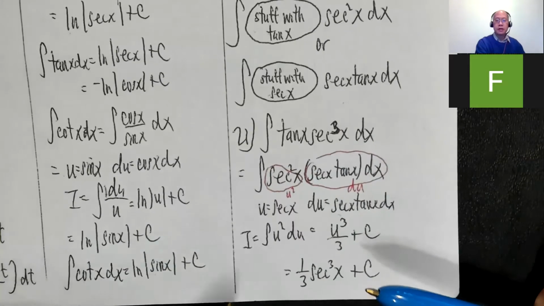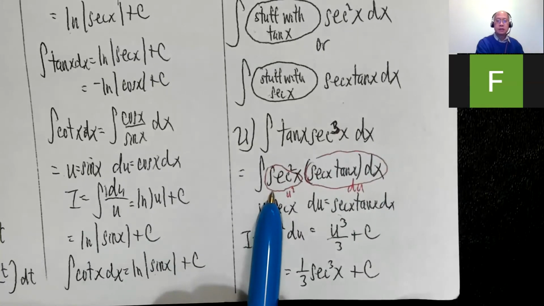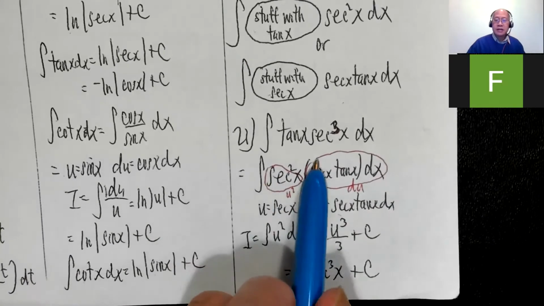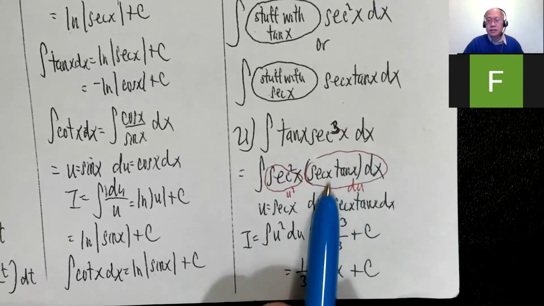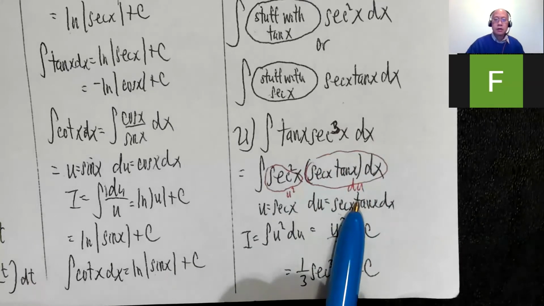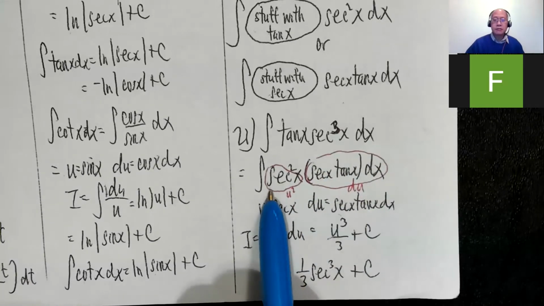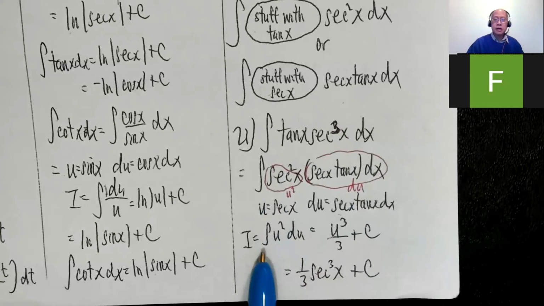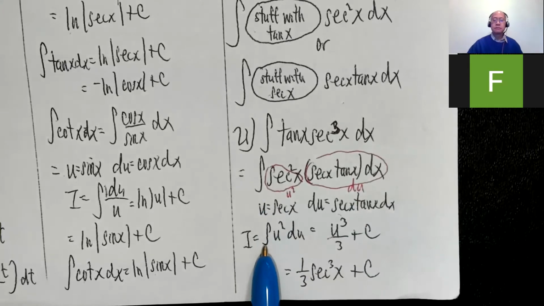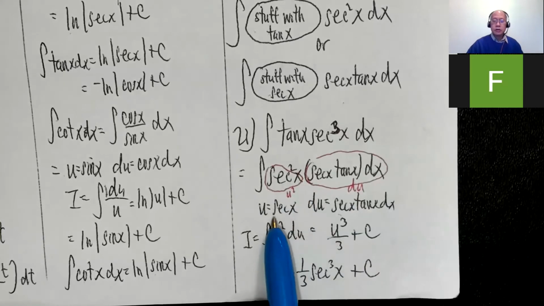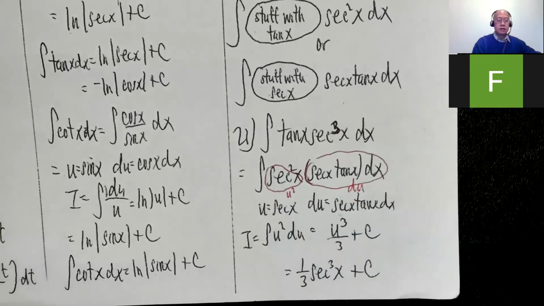So I do my u substitution. That u equals secant x. This is going to become u squared. I like integrating u squared. And du is secant x tangent x dx. Okay, so all of this gets replaced by du. This is my u squared. So I'm just integrating u squared. U cubed over 3 plus c. Change u back. What was u? Secant. So final answer is 1/3 secant cubed x plus c.